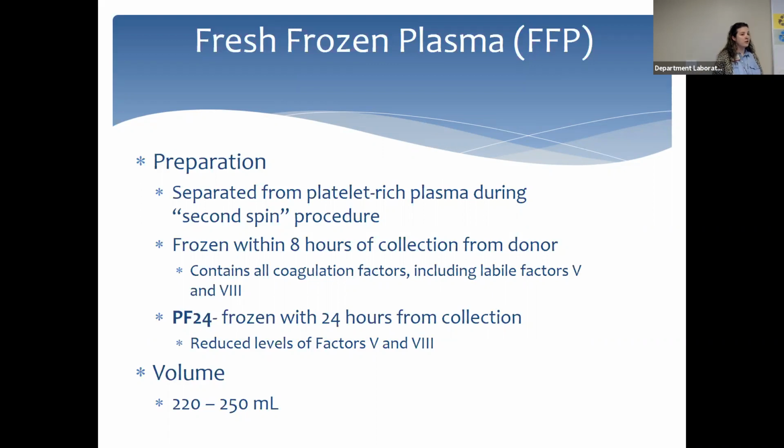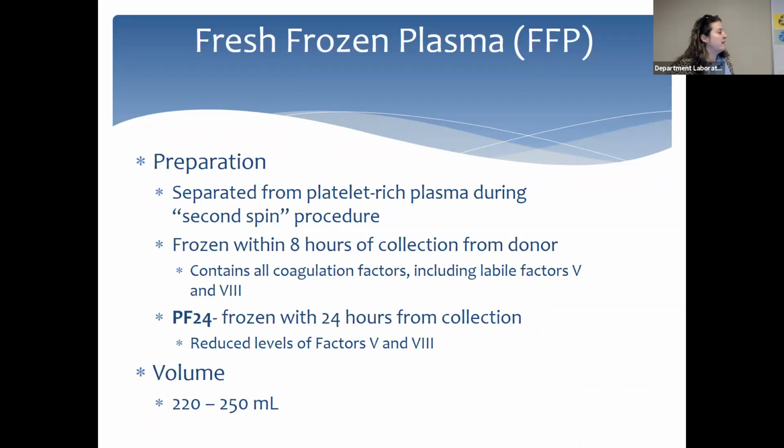There's actually another classification of plasma, which is frozen within 24 hours after phlebotomy. You might see it as PF24 or FP24; it could be written either way. That means it was not frozen until 24 hours post phlebotomy. Factors 5 and 8 are going to be very diminished in that, because they are very labile and will break down quickly before that plasma is frozen. Does that make sense to everybody? That's the difference between fresh frozen plasma and PF24.